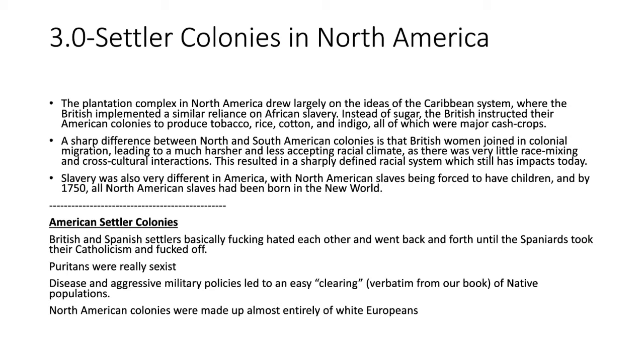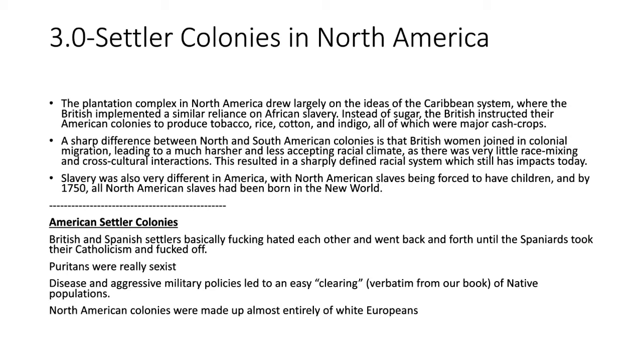Going forwards, slavery was also pretty different in North America. North American slaves were allowed to have children with each other, which is different than what happened on the sugar colonies. Do you guys remember what happened with the sugar colonies in regards to slave families?